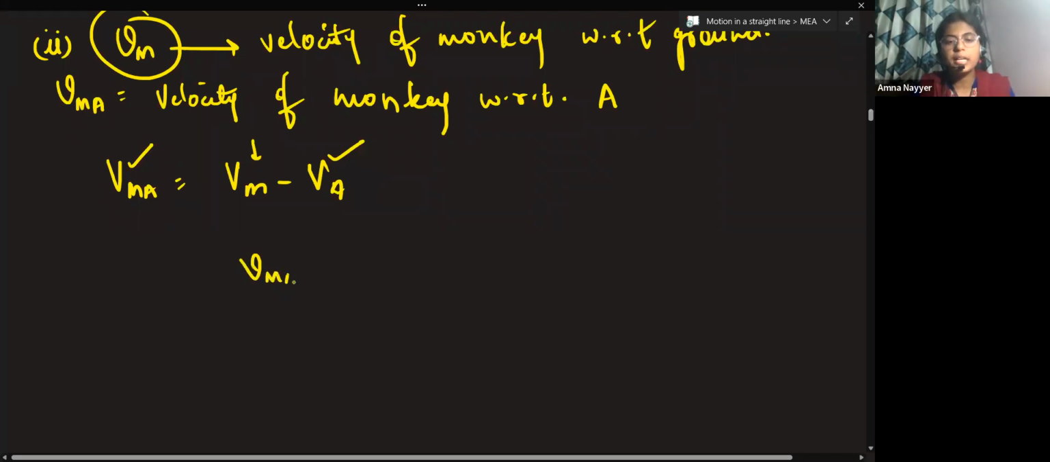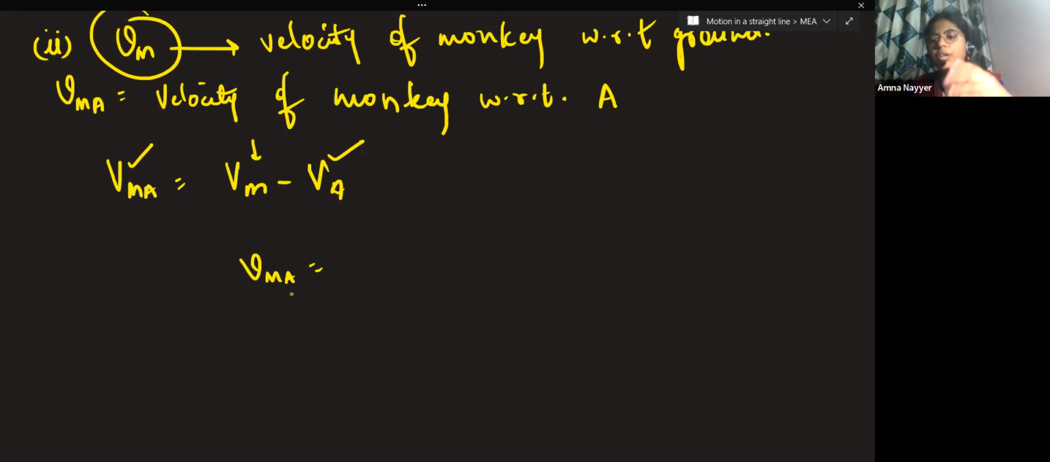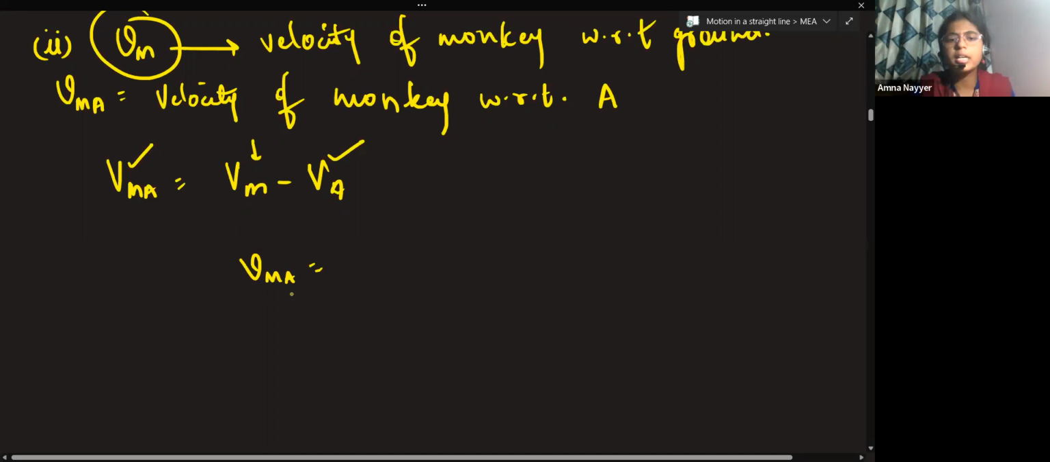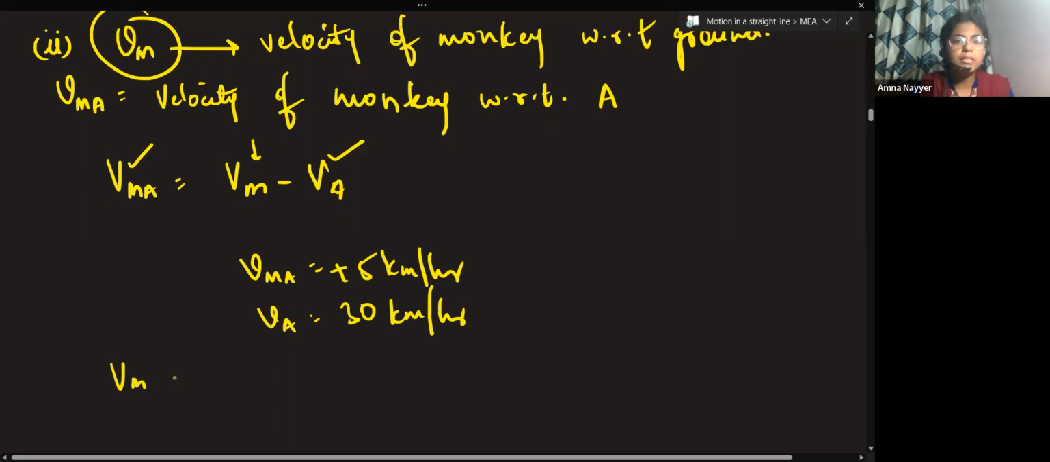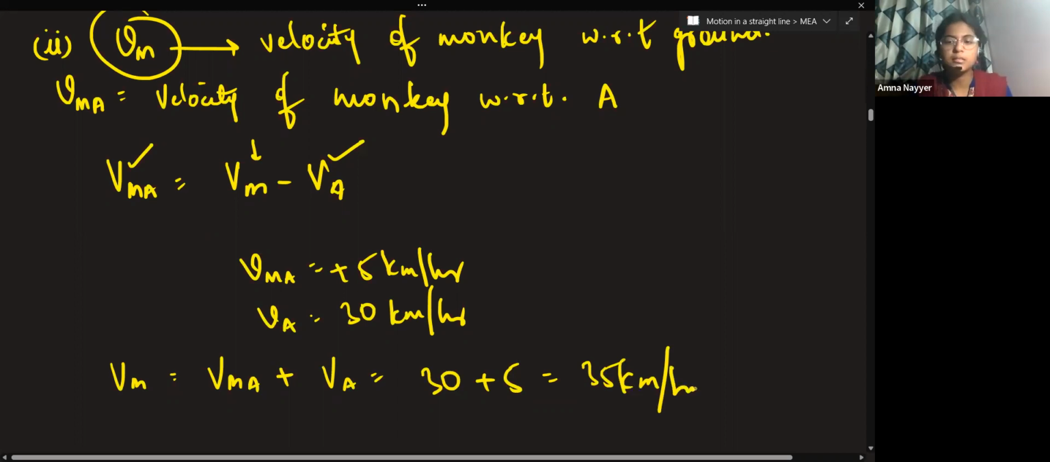So VMA. See, both of them are in the same direction. Monkey, which is moving on the rooftop of a moving train, and the moving train, both are in the same direction. So let's take that direction as positive, which we have already taken. So VMA will be what? This will be 5 kilometer per hour, and VA will be 30 kilometer per hour. So VM will be equal to VMA plus VA. So this becomes 30 plus 5, which is 35 kilometer per hour. And since the answer is coming positive, it means both of them have the same direction. This is how we have to do this part. Just note it down.